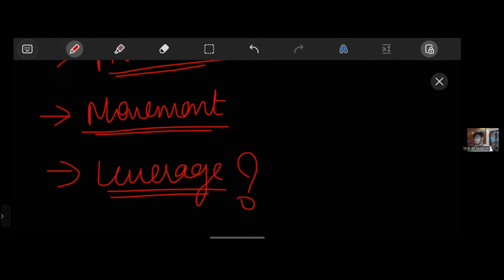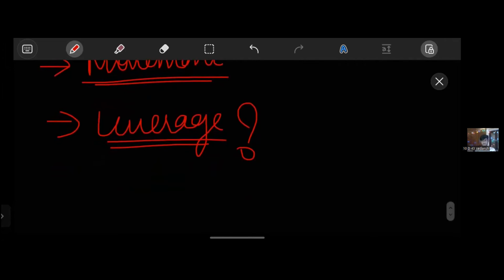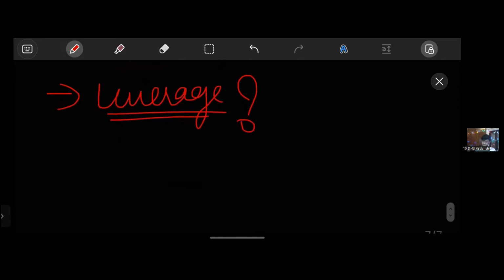So, for example, agar main baat karu apni hand ki, so if I contract my biceps, to kitne jaldi dekho, kitne jaldi mera arm move ho raha hai. This is leverage. So bones are providing leverage. If this doesn't happen, my hands would have just dropped down like this. It would not have been this much straight. It would have just dropped down like a piece of meat. Vegetarian viewers, I'm sorry.